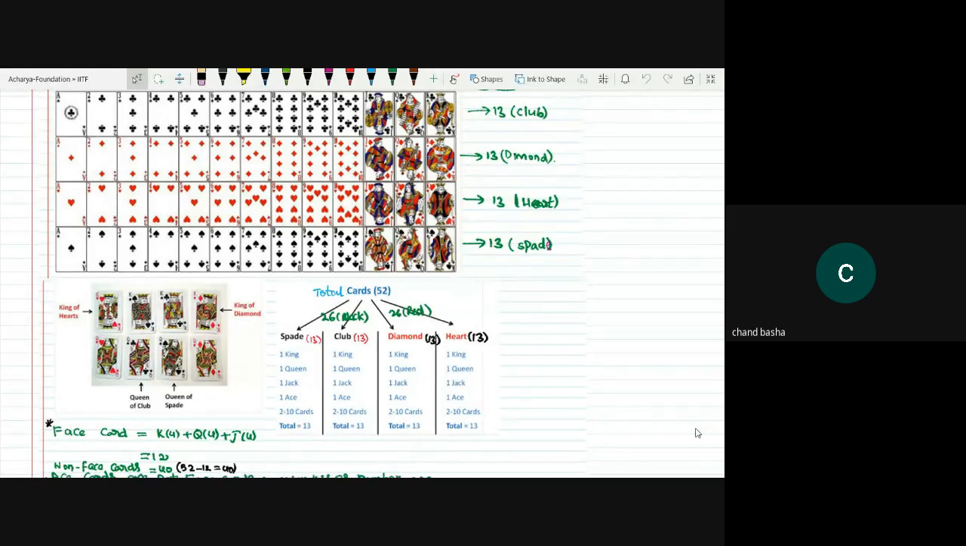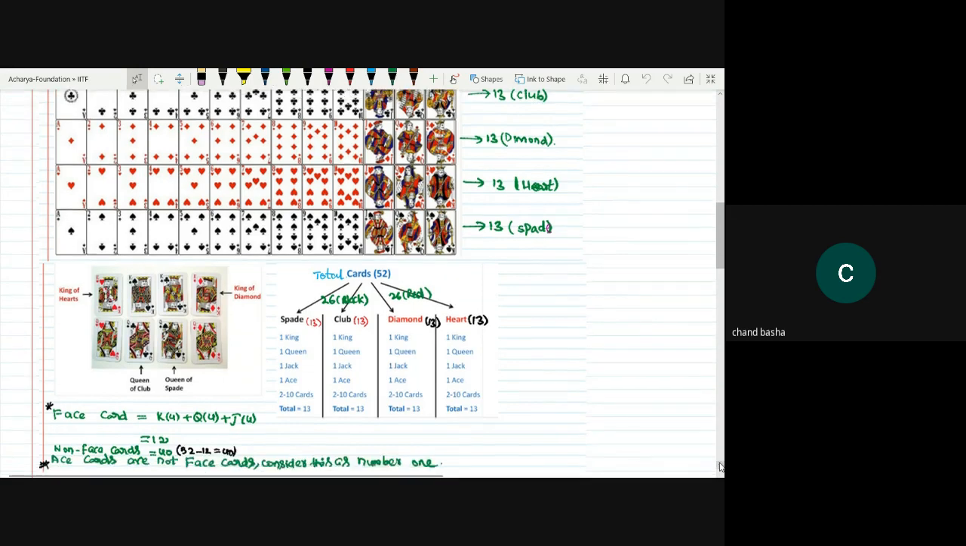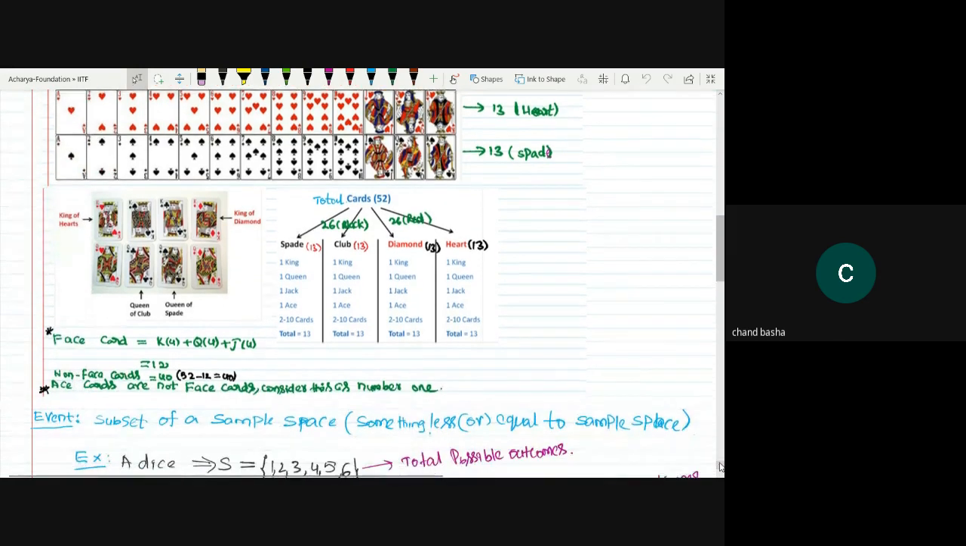Here, only 3 face cards are there in each suit. What are the face cards? King, queen, jack. Ace is not a face card. So the total number of face cards is 3 plus 3 plus 3 plus 3, which means a total of 12 face cards are there. The number of non-face cards is 52 minus 12. I'll get a total of 40, right?